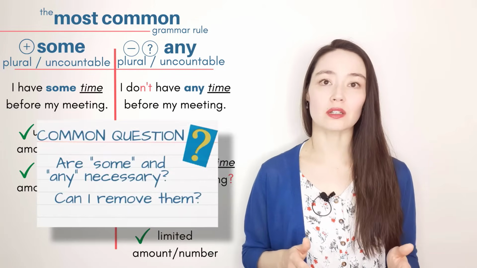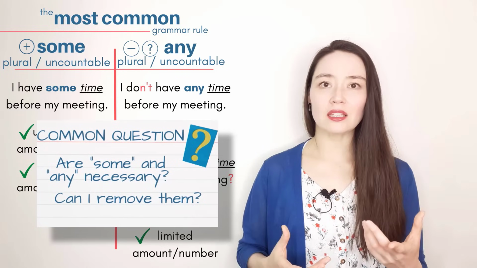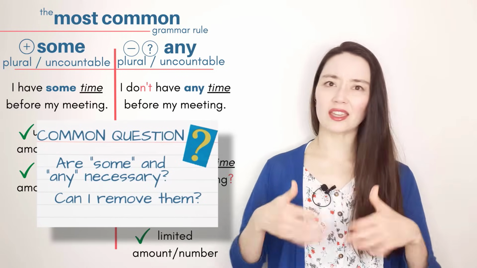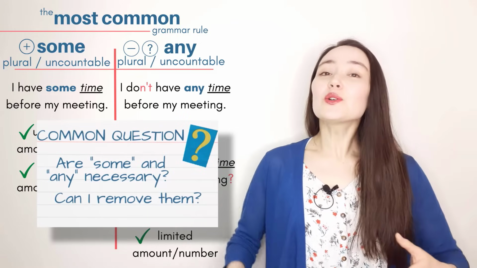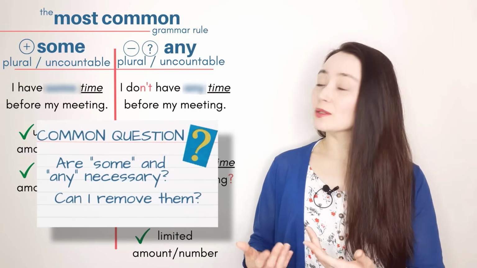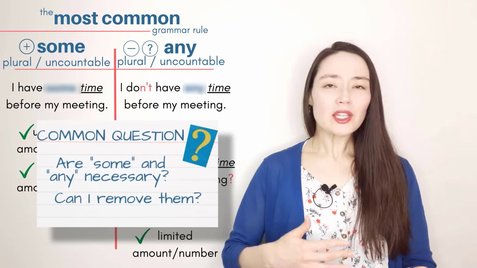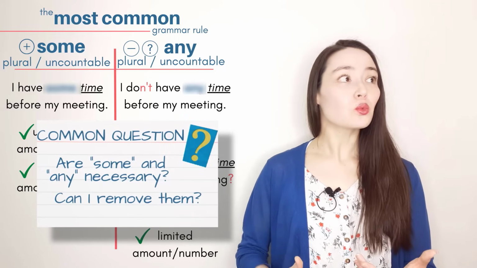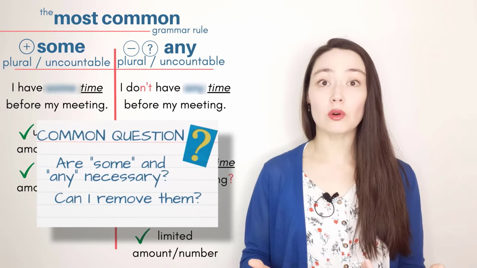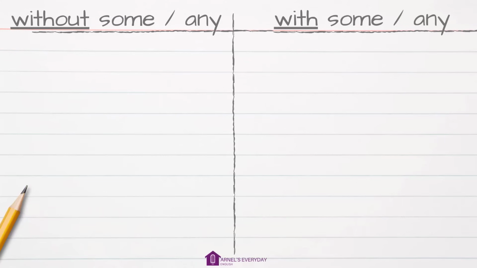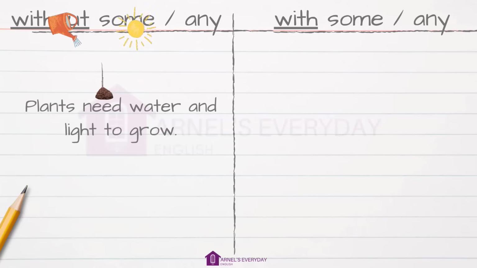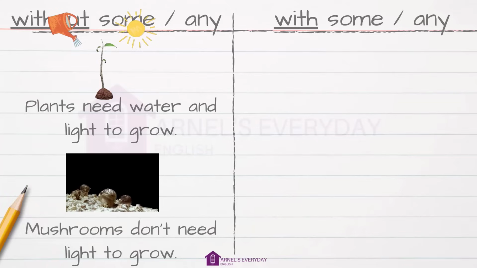Here's a common question. Are some and any necessary? Can I remove them? Yes, you could remove them and your sentences would be correct. But using some and any really help to make your sentences more descriptive. Let's take a look. Plants need water and light to grow. Mushrooms don't need light to grow. These are general facts.